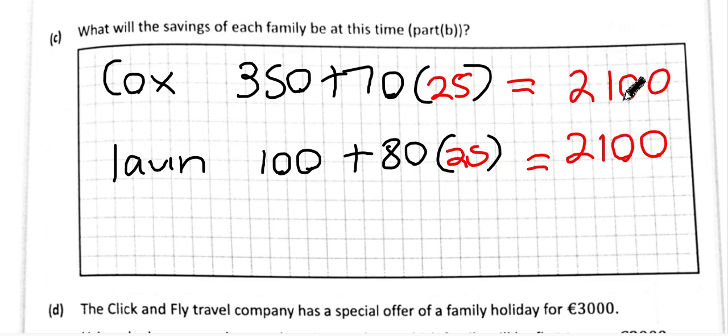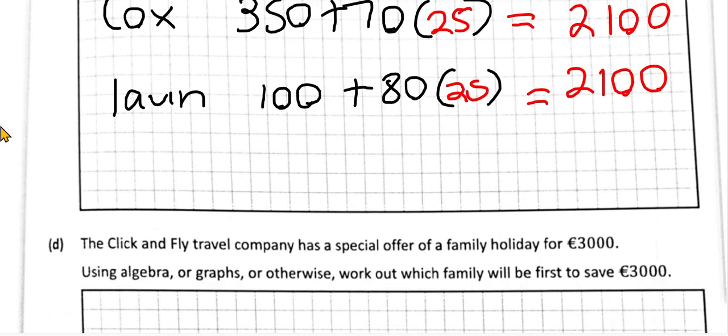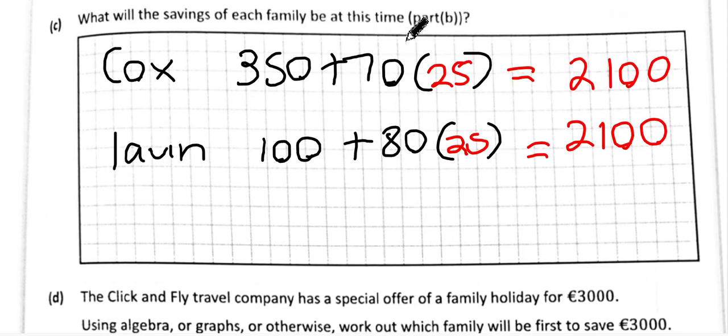We're expecting both answers to be the same, because in the previous question we calculated that it takes 25 weeks for their savings to be the same. So therefore we were expecting the answers to be the same. Logic. Now, yes, the calculator. 70 times 25 plus 350. 80 multiplied by 25 plus 100. The calculator does it for me if I enter it in the same way. Alright.